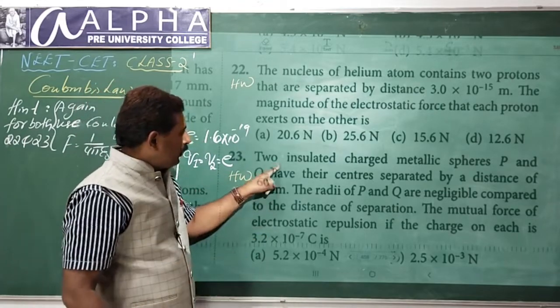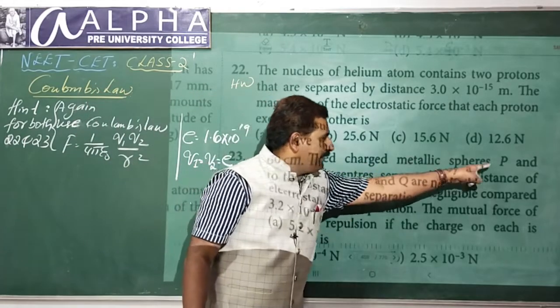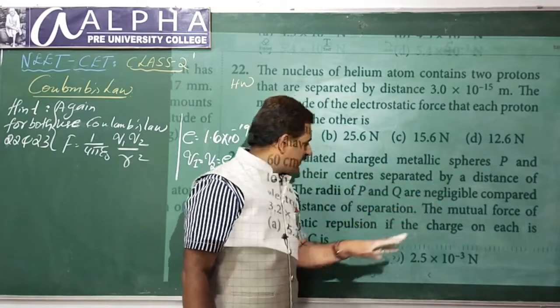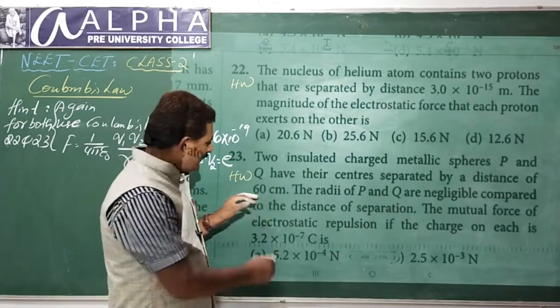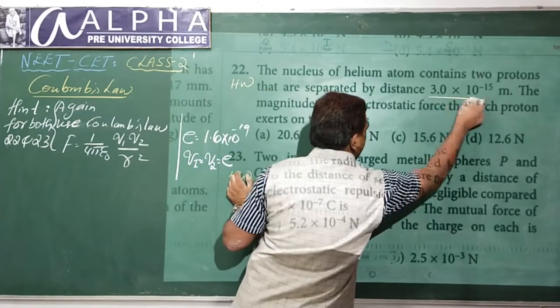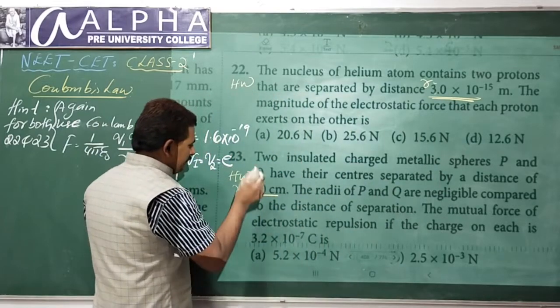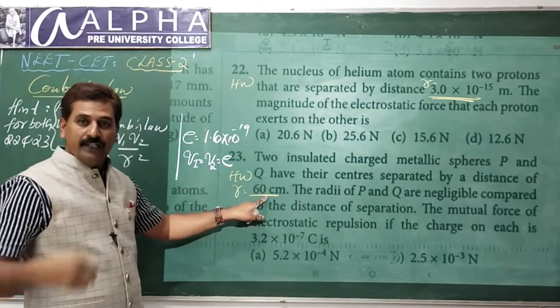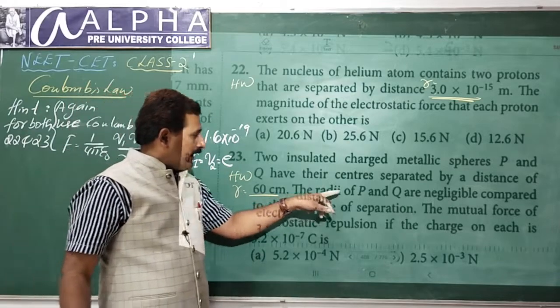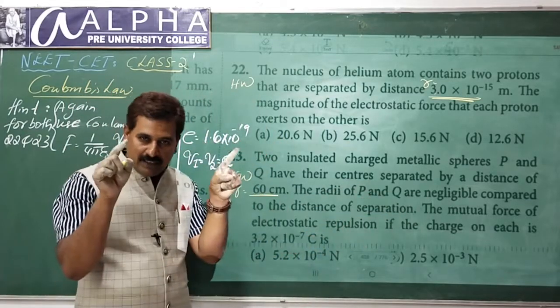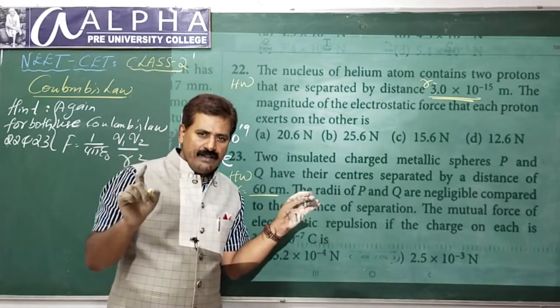See, two insulated charged metallic spheres P and Q have their centers separated by a distance of 60 centimeter. Here the separation is given. Here also the separation is given. This is R in our discussion. Here this is R. Centimeter, write in meters, 10 power minus 2. Radii of P and Q are negligible compared to the distance, meaning consider them point charges. That's it. Very simple. You are applying Coulomb's law.